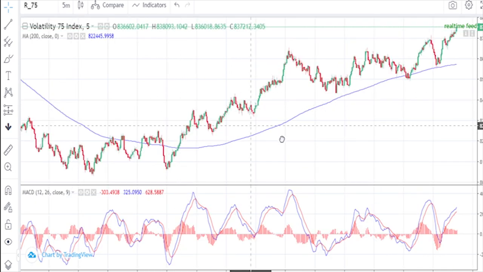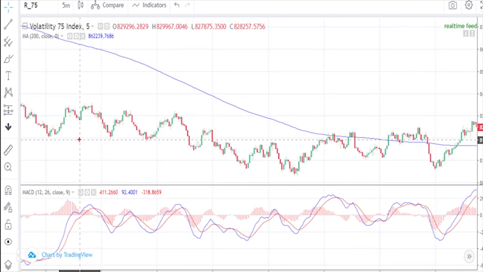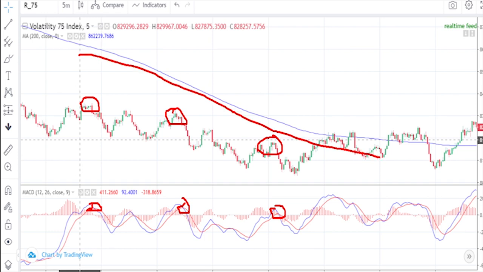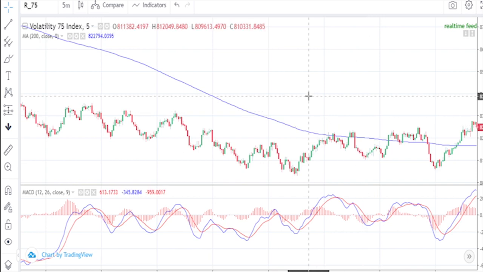So let me show you the downtrend side of this strategy. What you want to do here is see the MACD crossing, going to the downside, and also the market being in a long-term downtrend. So these were all selling opportunities because the MACD is crossing and going to the downside, and also the market is below the 200 period moving average, and this confirms that this is a long-term downtrend.